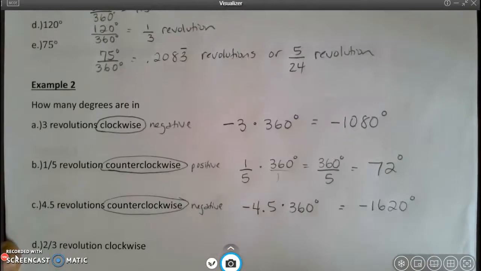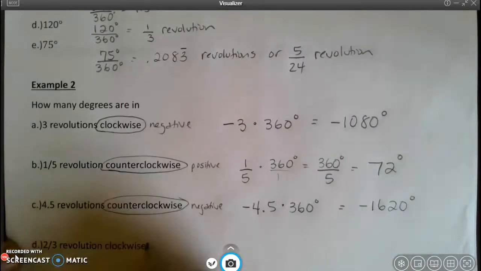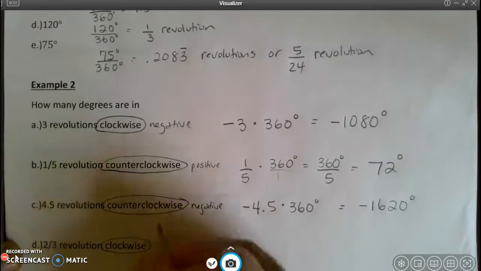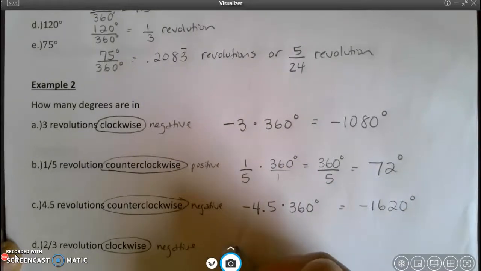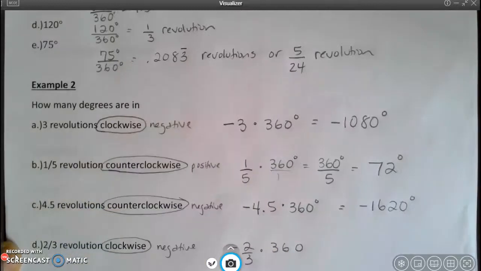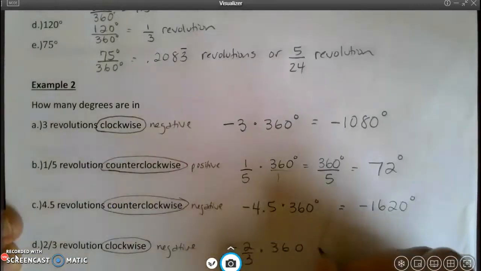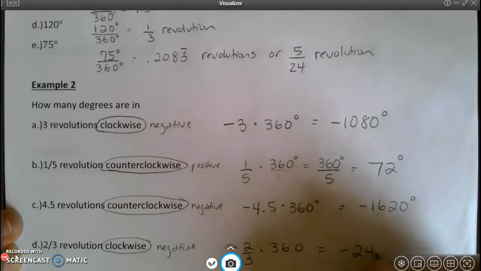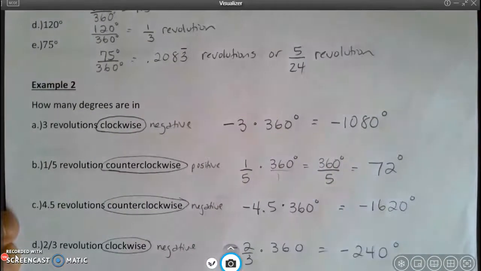And letter D, 2/3 of a revolution clockwise. So this is going to be negative. Negative 2/3 times 360 degrees. I'm going to use my calculator, negative 2/3, and multiply that by 360, and I get negative 240 degrees.